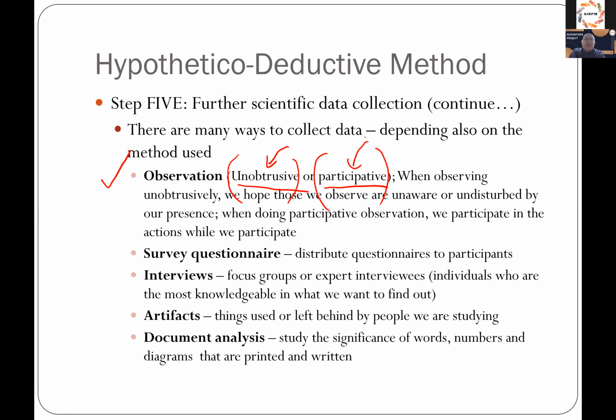When observing unobtrusively, they are not aware. We hope that what we observe, they are unaware or undisturbed by our presence. That means they can be who they are, or they can act naturally because they do not know that we are observing them. But if you are doing participative, they know that you are doing the observation. So we participate in action. That means you are there to observe. So for observation, we have two types. The first type is unobtrusive, meaning they are not aware that we are observing them. Participative means usually we'll be there and they are aware that we are observing them.